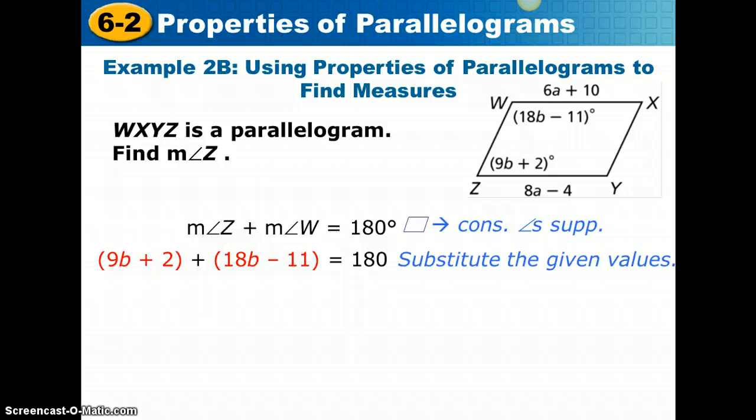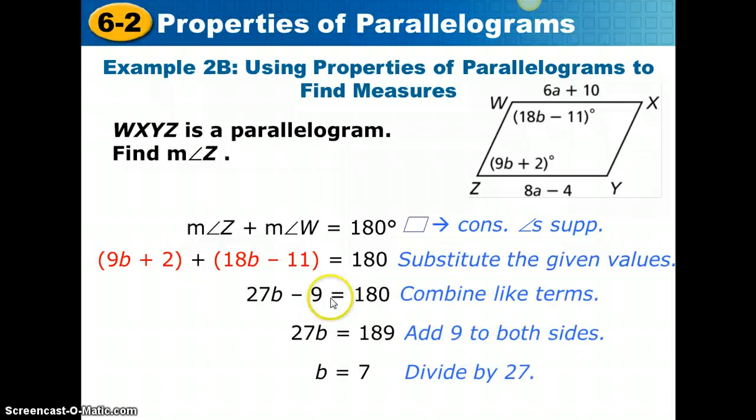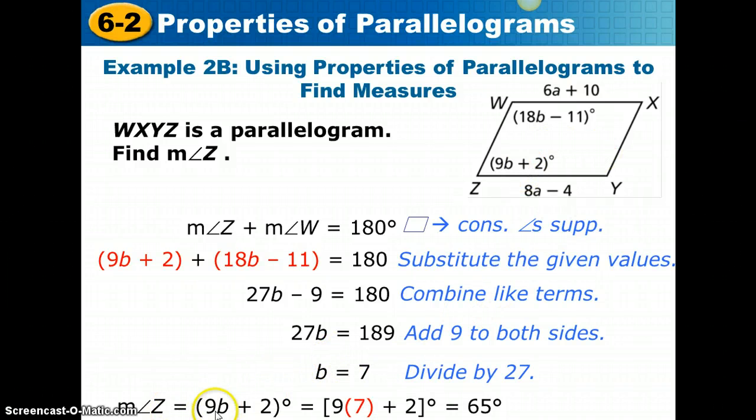Alright, if you have had enough time, go ahead and take a look at what we should get. We should get that B is 7 when you combine like terms and solve for B. If I plug that back in, the measure of angle Z, 9B plus 2, becomes 9 times 7 plus 2, which is 63 plus 2, or 65 degrees. If you wanted to check that, you could plug 9 in here, and you should get the supplement of 65 degrees, 115 degrees.